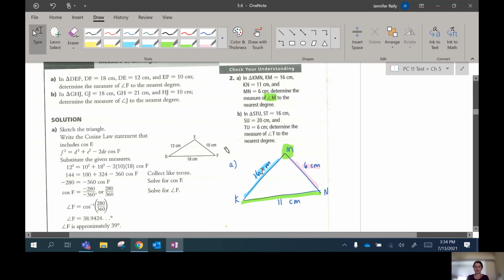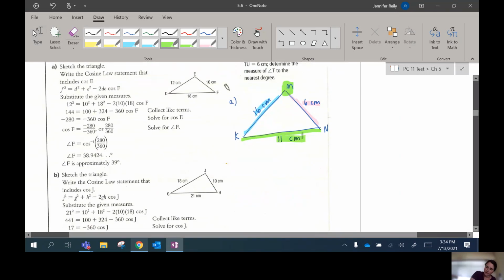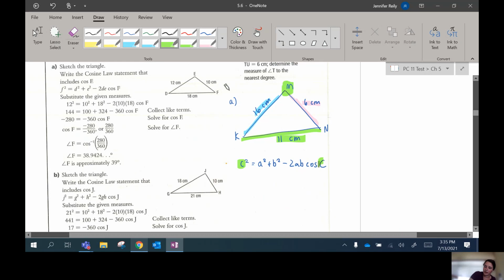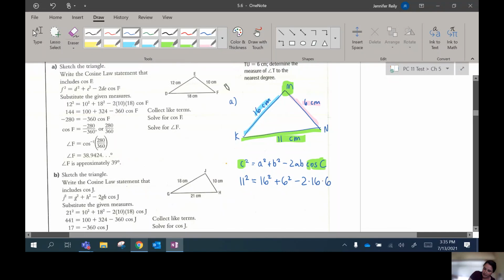So just as a reminder, the formula looks like this. C squared equals A squared plus B squared minus 2AB cos C. And C is the only one where you're interested in both the angle and the side. So that's our green ones there. Okay, so let's fill in what we know. This time we don't know angle C. So we'll have 11 squared equals 16 squared plus 6 squared minus 2 times 16 times 6 cos C. That's the only one I don't know.